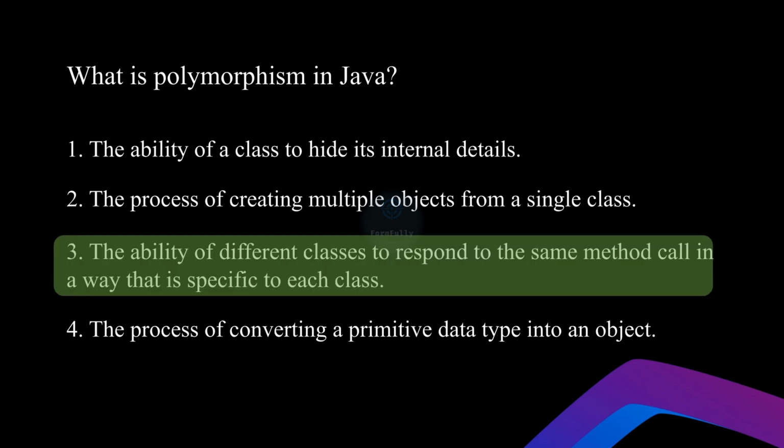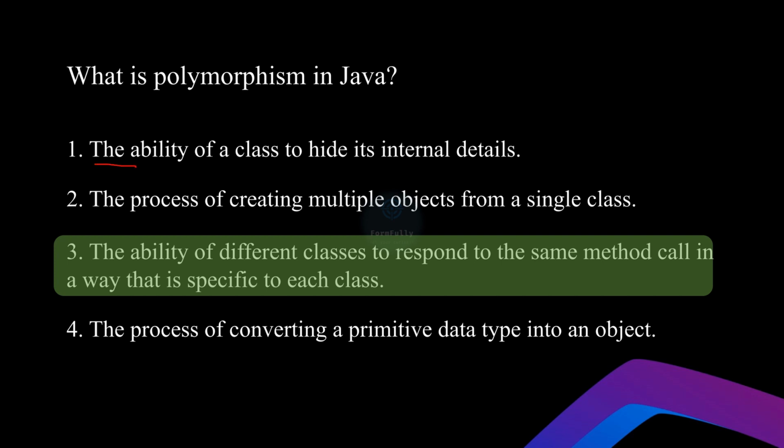The ability of different classes to respond to the same method call in a way that is specific to each class is the correct option, because polymorphism enables you to write code that can work with the objects of different classes in a consistent way. It is achieved through method overloading and method overriding.